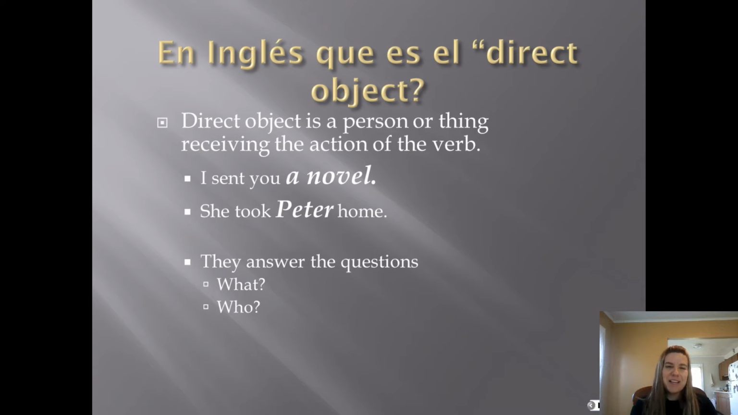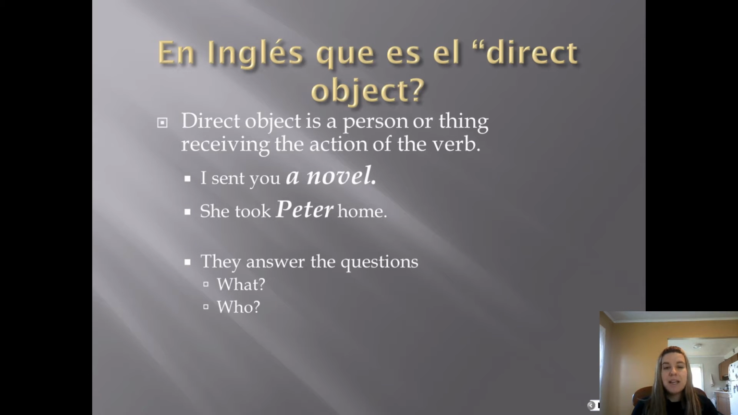The direct object is the person or thing that receives the action of the verb. So, for example, I sent you a novel. The direct object in that sentence is novel. She took Peter home. The direct object is Peter. The direct object will answer the questions what or who when you look back at the sentence.